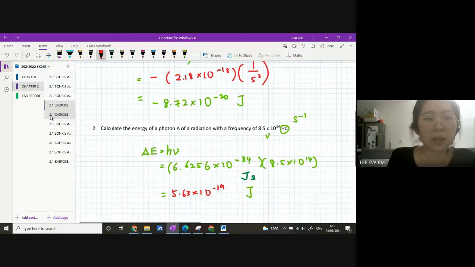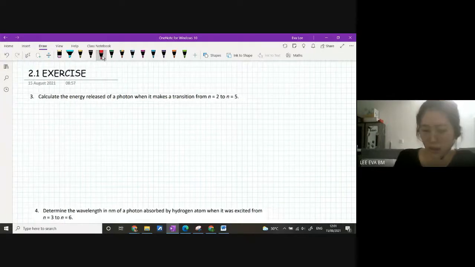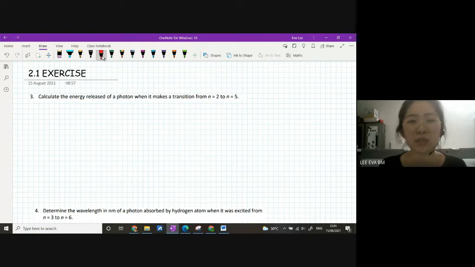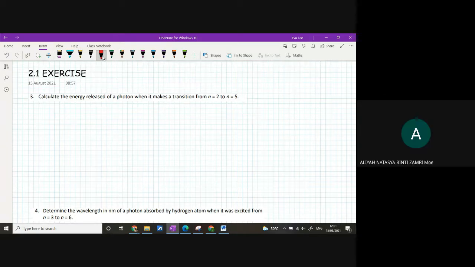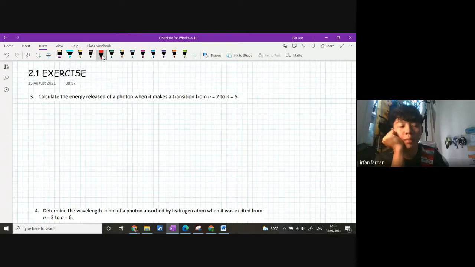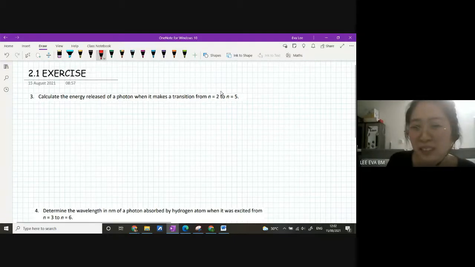Then we look at the question number 3. There is some corrections for question number 3. Okay, I just want to ask if anyone know what is the problem? What is the problem in these questions? Calculate the energy release of a photon when you make a transition from n equals to 2 to n equals to 5. Ada sesiapa tahu soalan ini kat mana ada masalah? Energy absorb. Punya release. Kenapa release. Energy release salah? Patutnya absorb. Sebab daripada N2 lower energy state to N5 higher energy state.